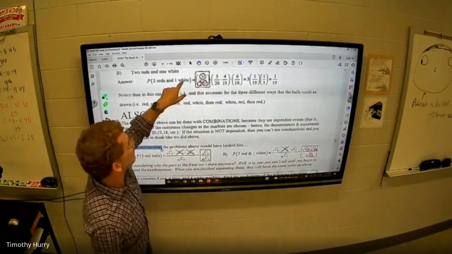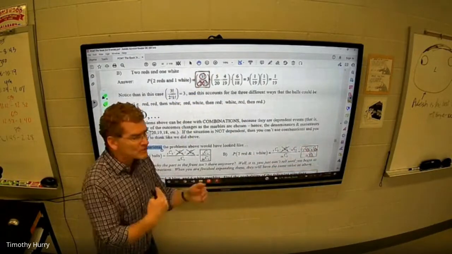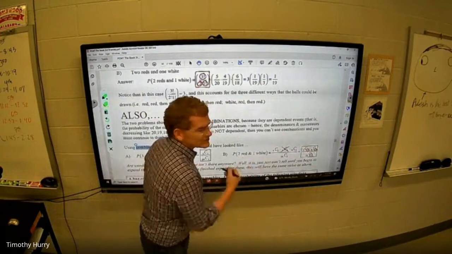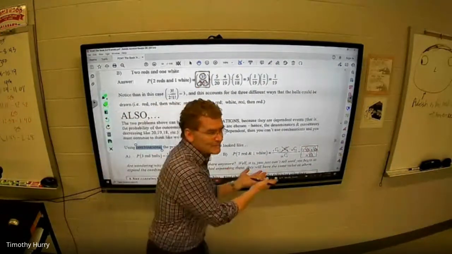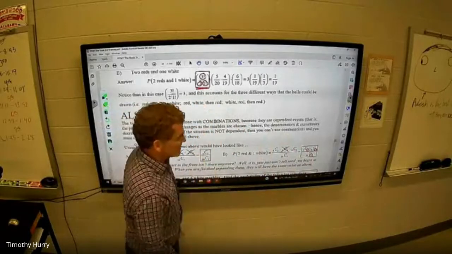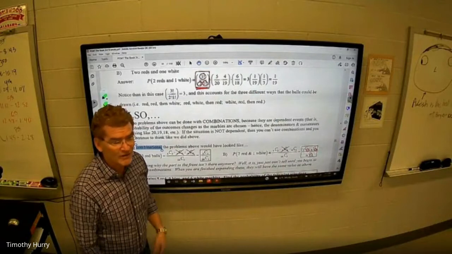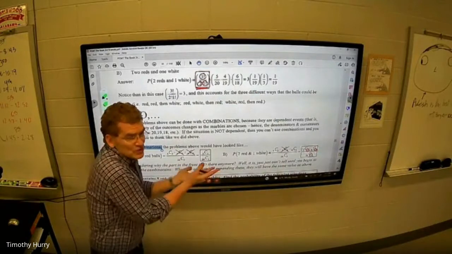So when you use combinations, you don't have to worry about counting all the different ways the reds and whites could be rearranged. The combination has it built in for you. So you don't have to do this. This does all of that. Are y'all seeing that? Now, there are times when you can't use combinations.